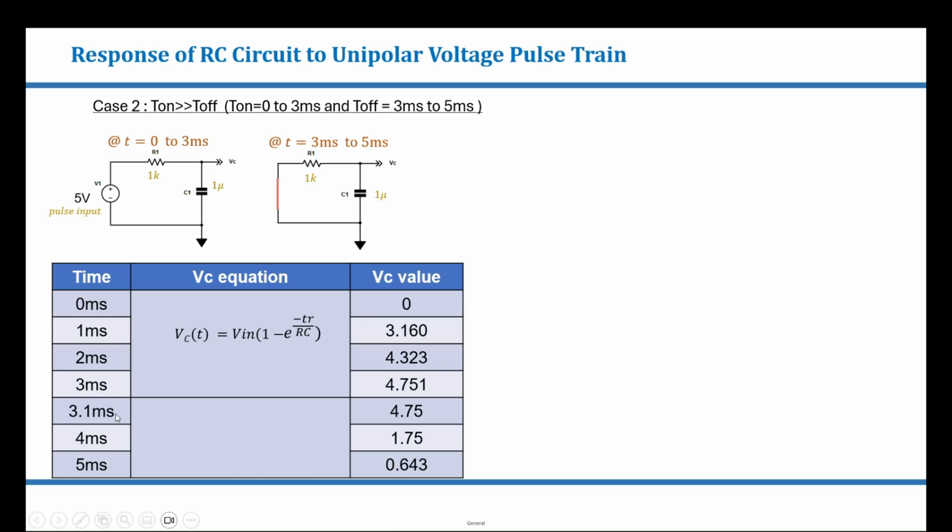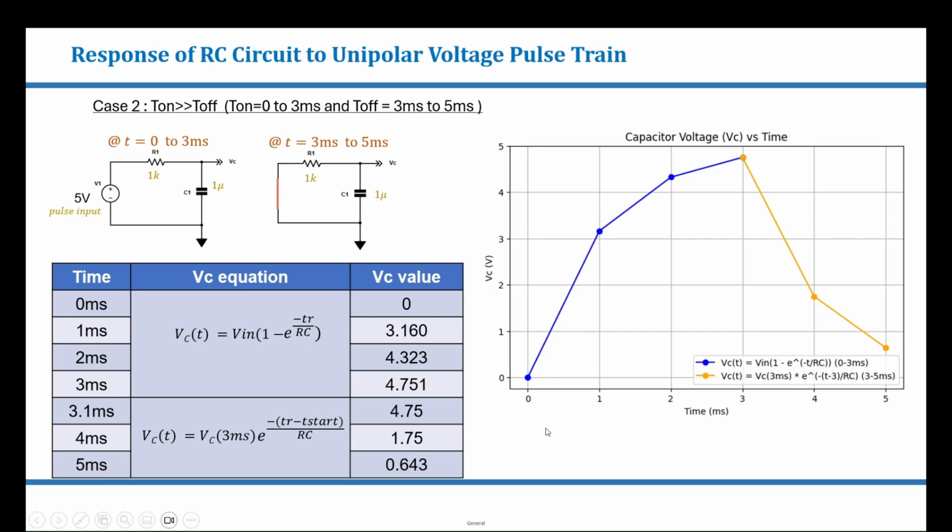Now after 3 milliseconds, the input drops to 0 volts and remains 0 volts constant up to 5 milliseconds. During this period, the voltage across capacitor can be calculated using this equation, and we obtain the following values. Now on plotting this, see that between 0 to 3 milliseconds, it is increasing exponentially, and as soon as the input voltage drops, the voltage across capacitor starts decreasing exponentially.